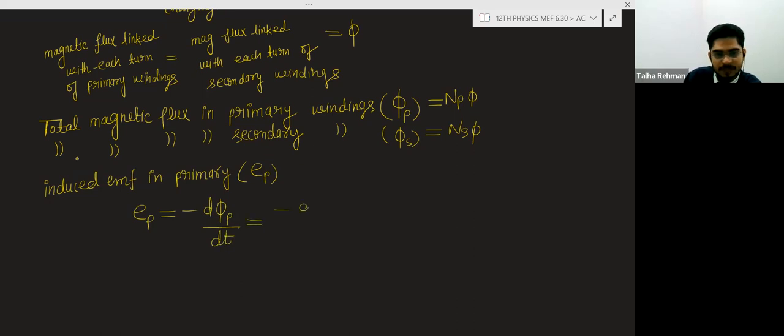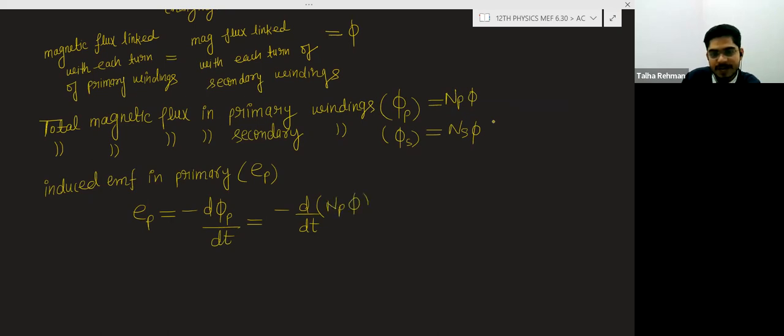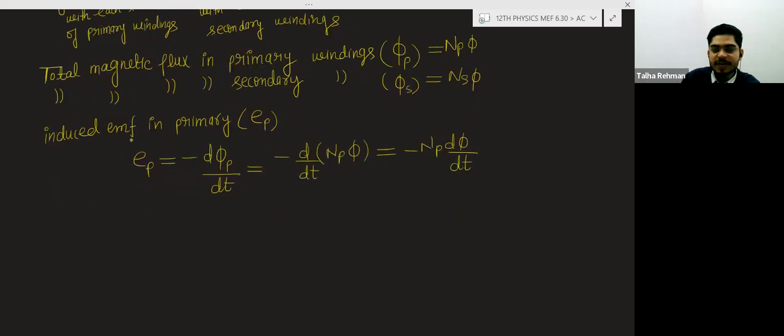So this will become minus d by dt of phi p. And what is phi p? You can see from here, it is Np into phi. The number of turns remains the same in the primary winding, so it becomes minus Np d phi by dt. Now, the induced EMF in the secondary winding.